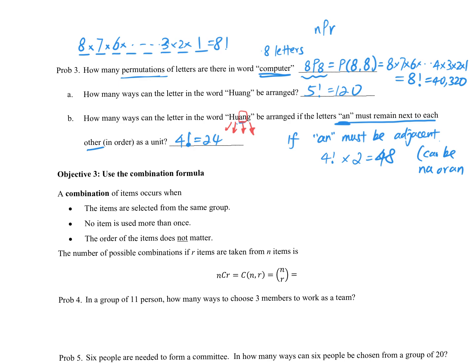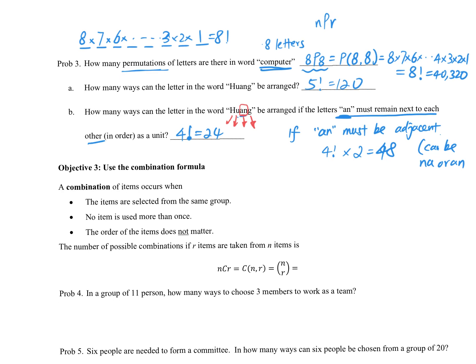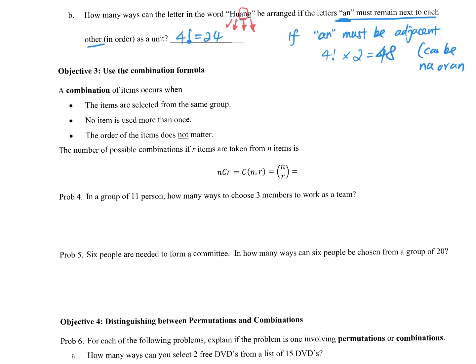All right, let's move on. The next learning objective is we're going to introduce combination. A combination of items occurs when the items are selected from the same group. No item is used more than once. The order of the items does not matter.